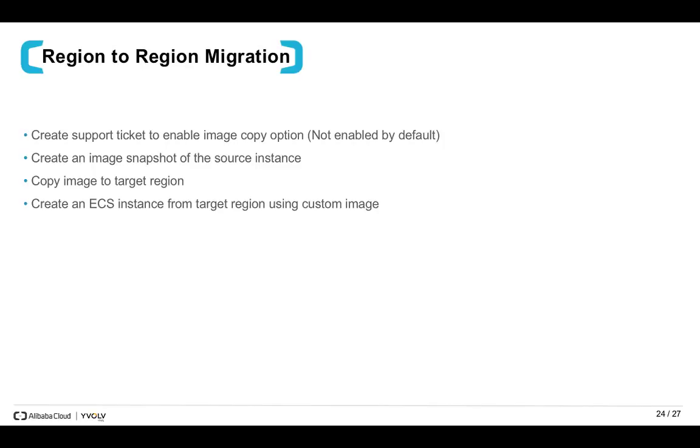So the next scenario, region to region migration. If you already have some workloads running in some region within Alibaba Cloud, and you want to expand your business or migrate to a different region, you just have to follow these steps. It's pretty simple. You just have to take a backup image of an ECS instance and create a support ticket to enable the image copy option, because this option is not enabled by default. Once you have this option enabled, create an image. If you have the image already, you can go ahead and directly copy that image to your target region and create an instance in the target region using the custom image function.